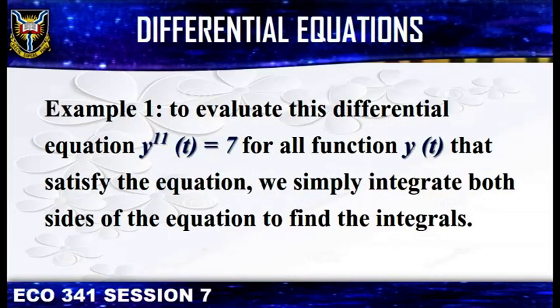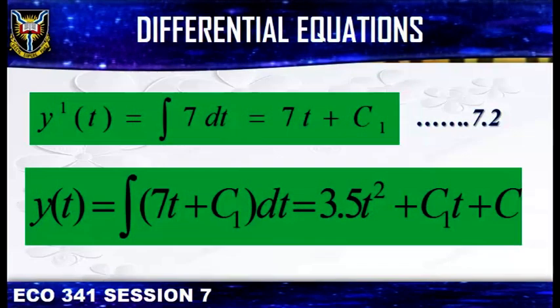Example 1. To evaluate this differential equation, y double prime of t is equal to 7, for all functions y of t that satisfy the equation, we simply integrate both sides of the equation to find the integrals. y prime of t is equal to the integral of 7 dt, which is equal to 7t plus c1, equation 7.2.